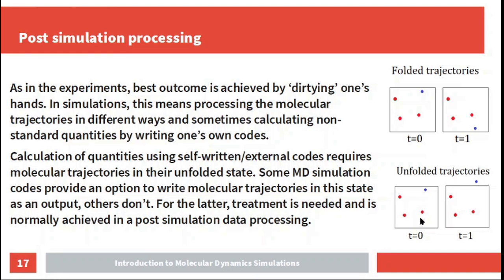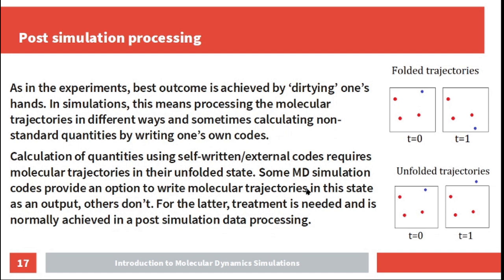If you want to calculate quantities like displacement, for example, you cannot calculate the net displacement of an atom if you look at the folded trajectories, because the atom is moving in this direction. If you use folded trajectories, the displacement of the atom would appear to be this much, but actually the displacement is only this much. So that means you should be using unfolded trajectories.